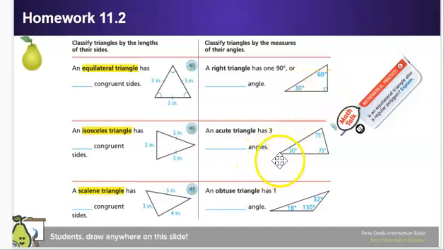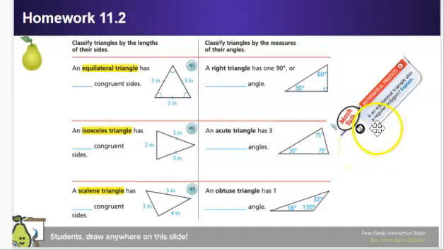An acute triangle has 3 angles. Two of them are the same measurement, 75 and 75. And then obtuse has 1 angle that is bigger than 90 degrees, so this big long angle right here. So an acute means all of them are kind of cute. They're all less than 90.